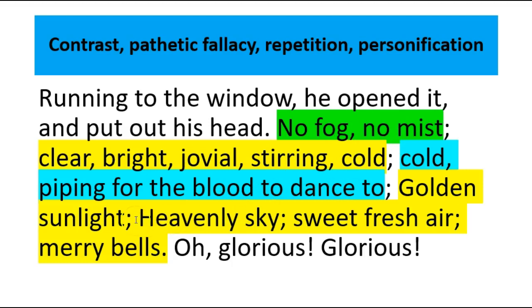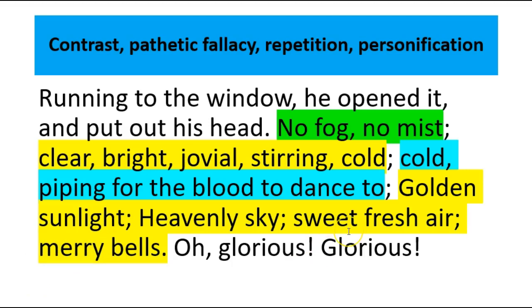And good writers do this all the time. They build their sentences around contrast. We have another form of subtle personification here. Heavenly sky, sweet fresh air, merry bells. Well, which one conveys a human emotion? It is the merriness of the bells.